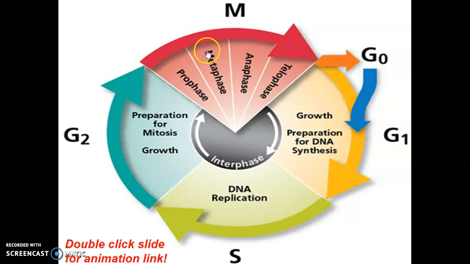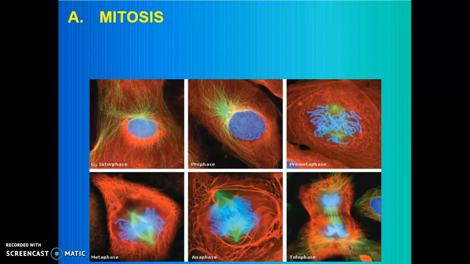Mitosis, you can see, is going to be broken down into 4 major stages. There is a second point to division called cytokinesis. That's not shown here, but we'll get to that shortly. All right, so let's begin.